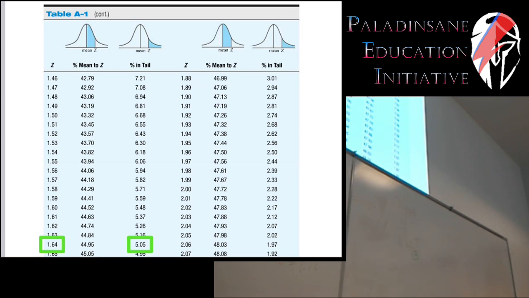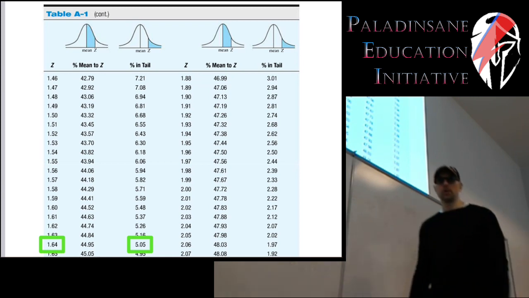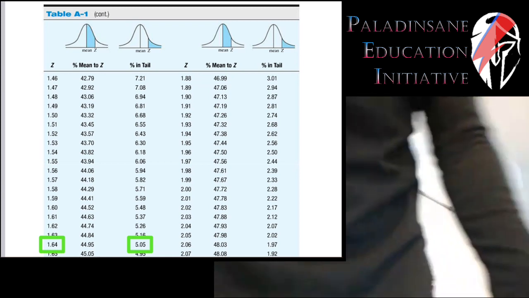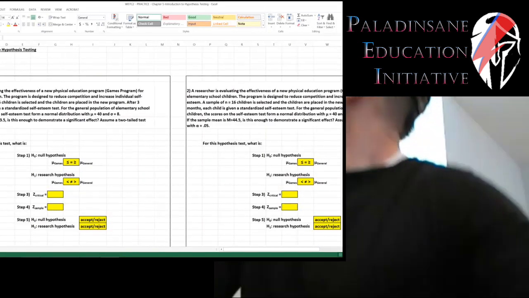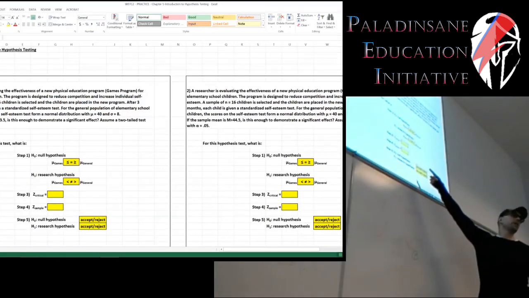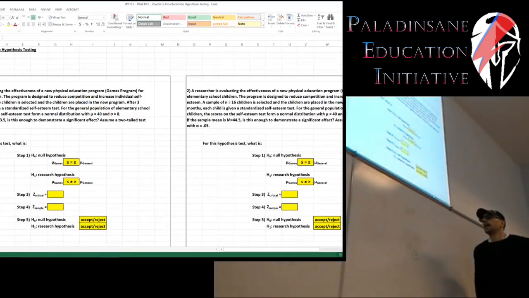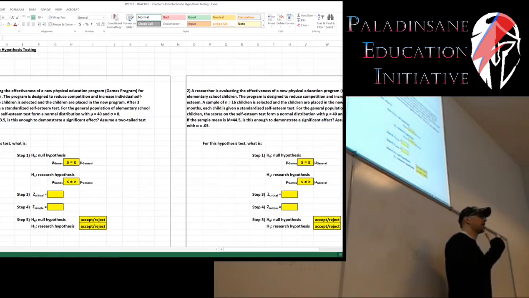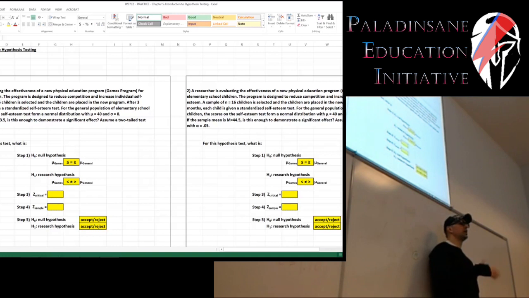For the exam, when you do your hypothesis testing, let me bring that up real quick. All right, so for the exam, for your lines in the sand, for step 3, your Z critical, if it is a two-tailed test, I'm going to assume you mean plus or minus. So you don't have to worry about putting plus or minus in there.